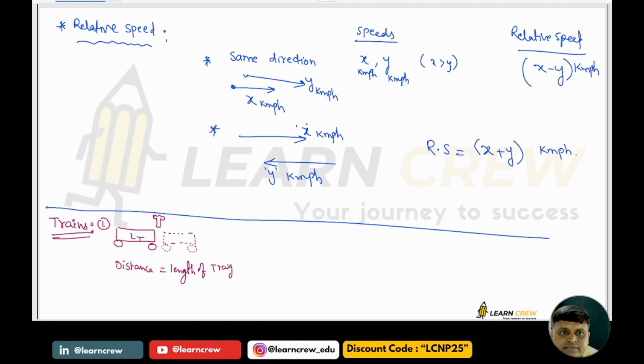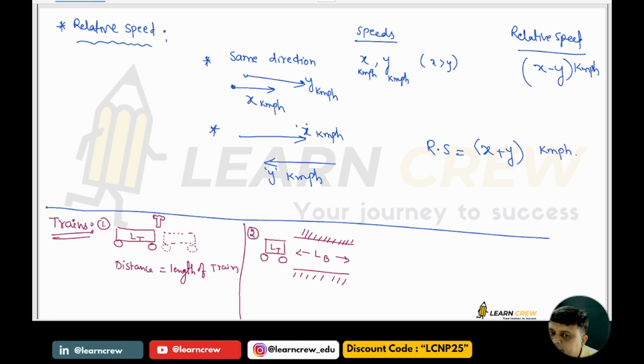Length of the train. Next, second case. There is a train of length LT and there is a bridge, or a tunnel, or a platform, whose length is LB.